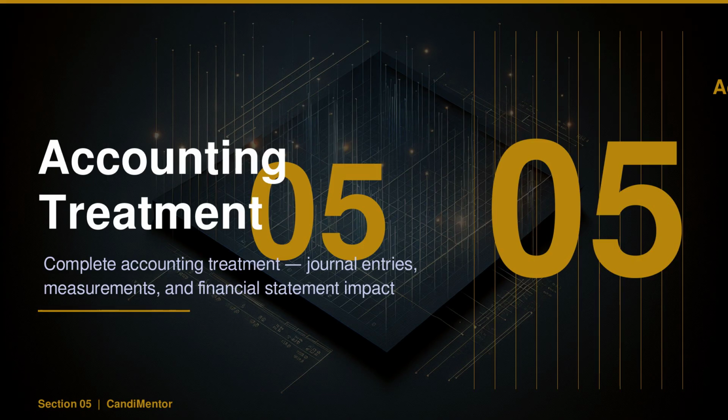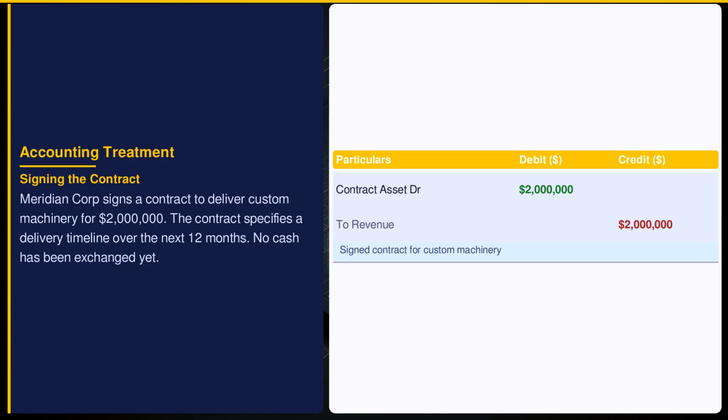Meridian Corporation, a global manufacturing company, enters a contract to deliver custom machinery worth $2 million. This detailed journey shows each accounting event under AASB 15, revealing how revenue recognition impacts their financials. Initially, Meridian Corporation recognizes a contract asset and corresponding revenue for the full contract value. This aligns with AASB 15's requirement to recognize revenue when control is transferred, even if cash isn't yet received. The entry impacts the balance sheet, reflecting the company's right to consideration.